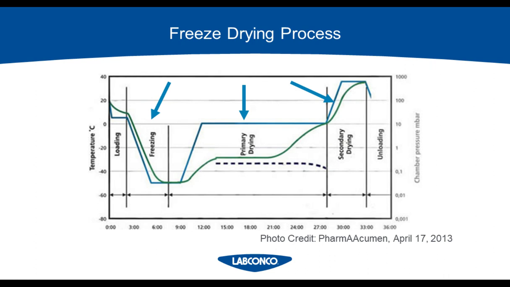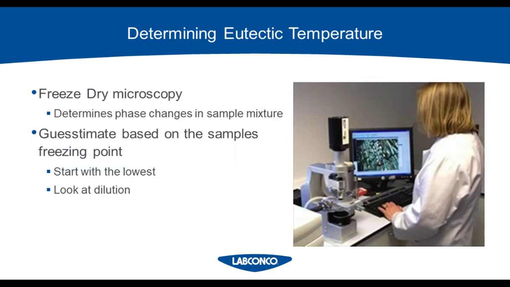Secondary drying is where water molecules that are bound to a sample are released. With the additional heat in this last stage, you are able to drive those bound water molecules out of your sample, leaving behind about 2% moisture.